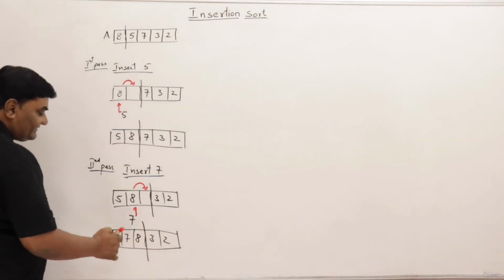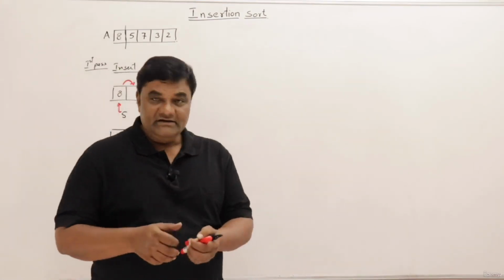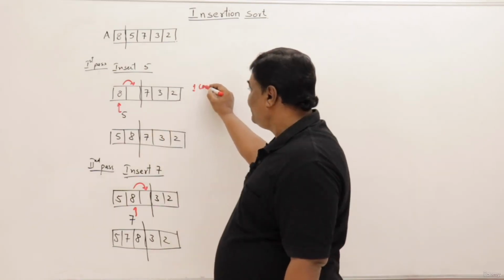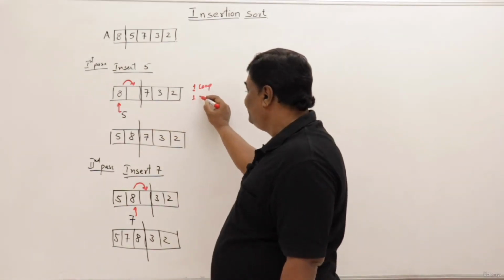Till 3 elements the list is sorted. We will also analyze this one. See, how many elements were compared? Just one comparison. How many swaps? Means how much shifting? Only one element was shifted. So let us say one swap.